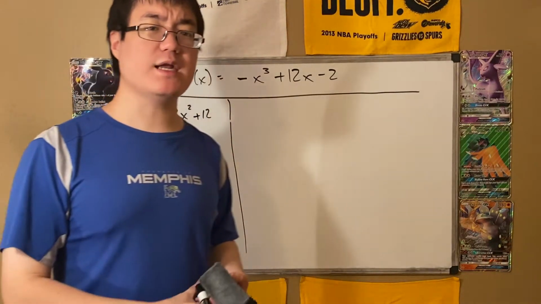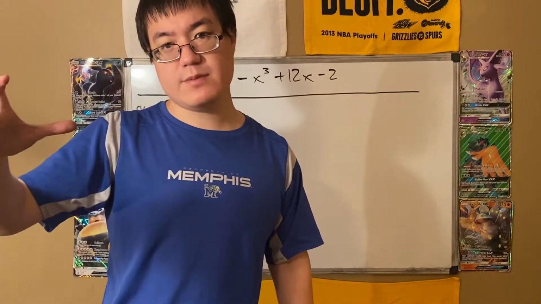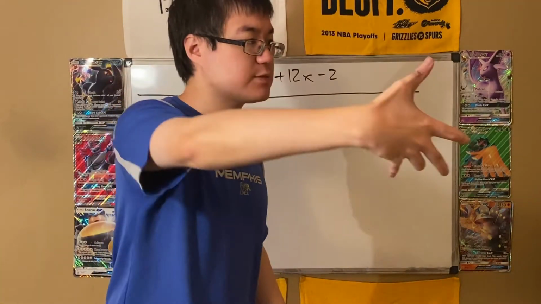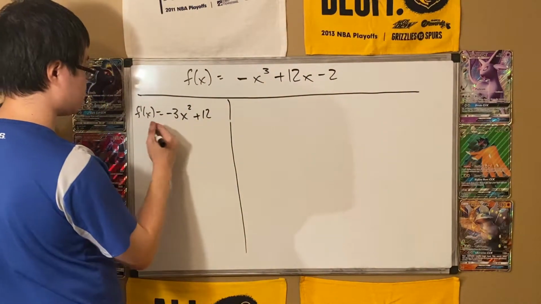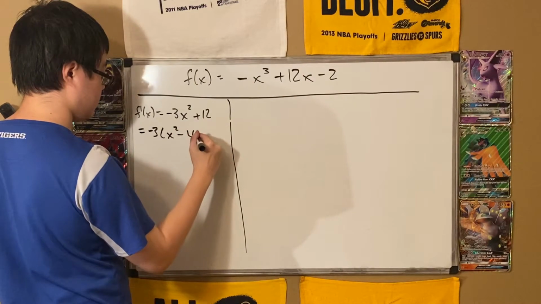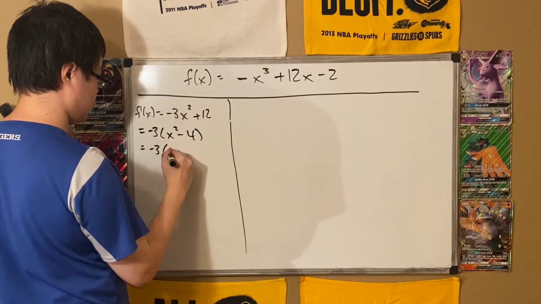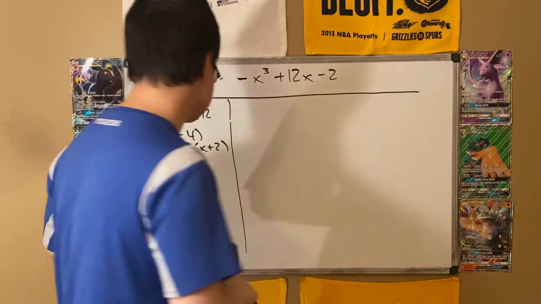A key point is that anytime you're drawing a sine chart, you need to factor it as much as possible. Some number times x plus or minus something, x plus or minus something, x plus or minus something. So in this case, we are going to take out this minus 3, and we're going to get x squared minus 4. So that looks like minus 3 times x minus 2 times x plus 2 if we factor it. And now we're ready to draw the sine chart.